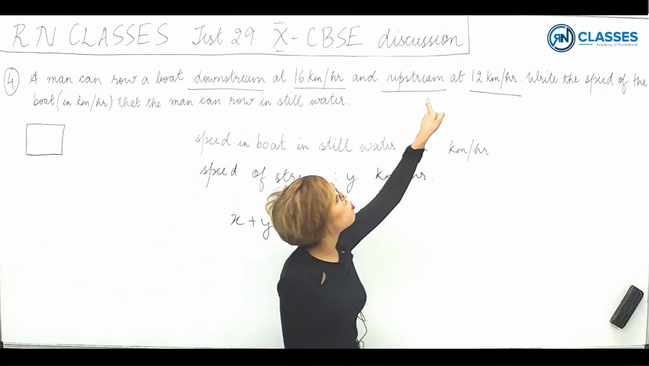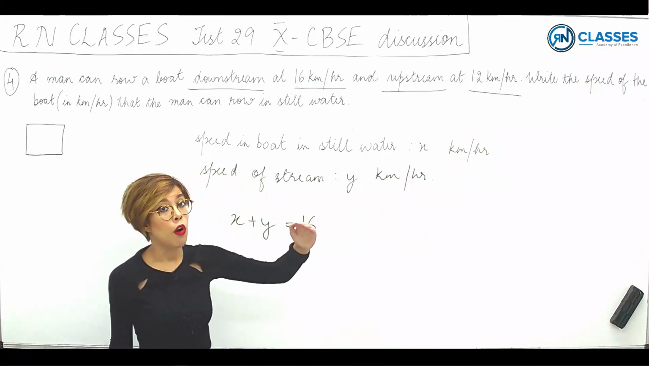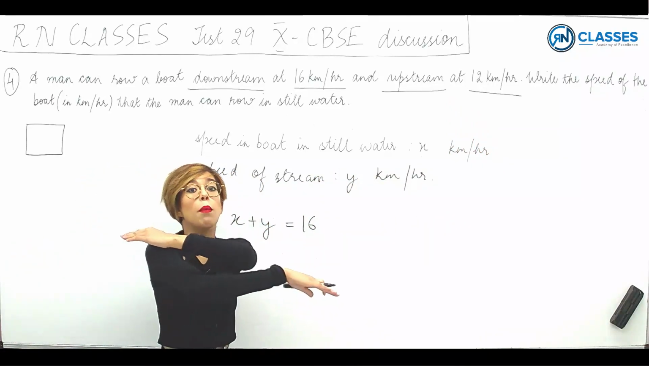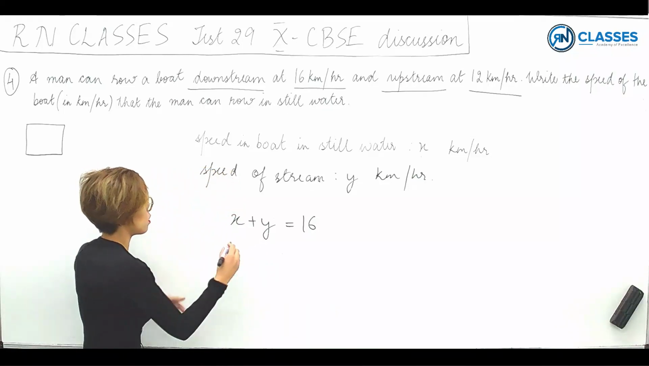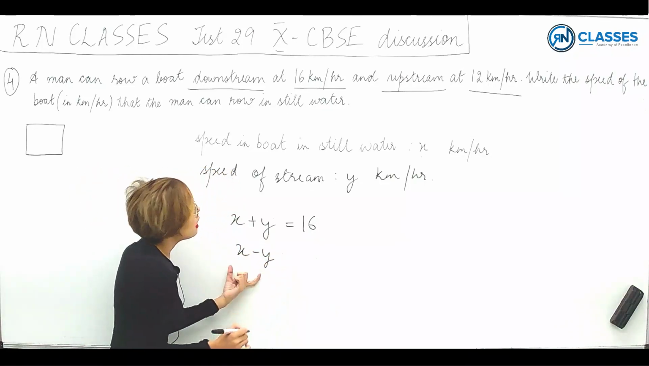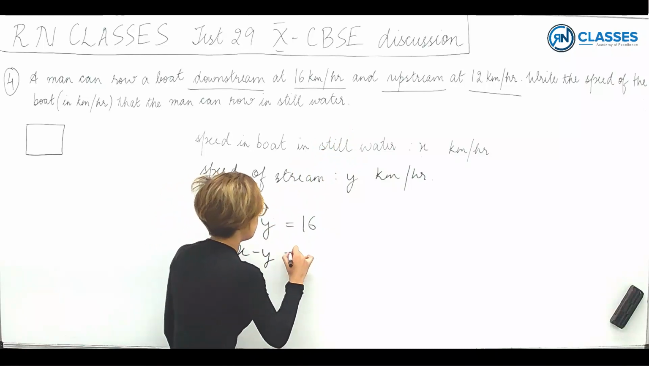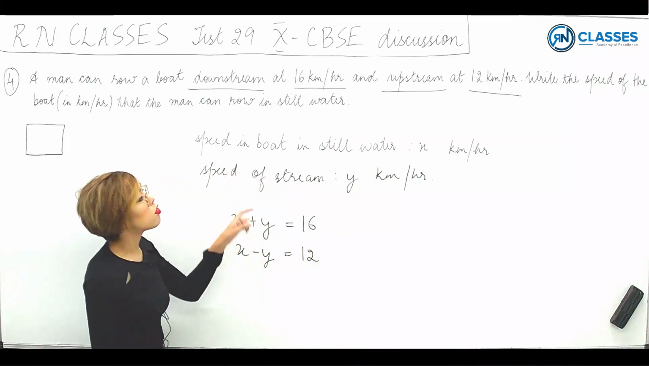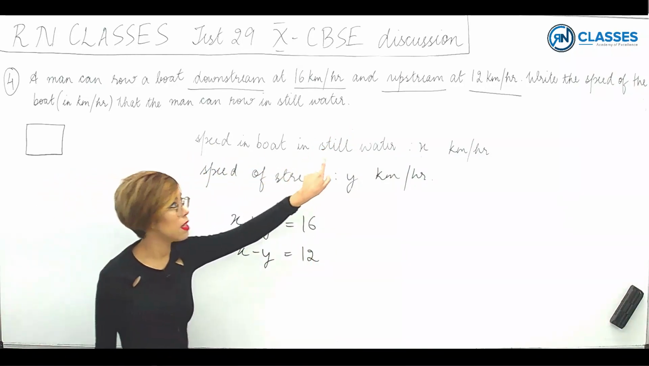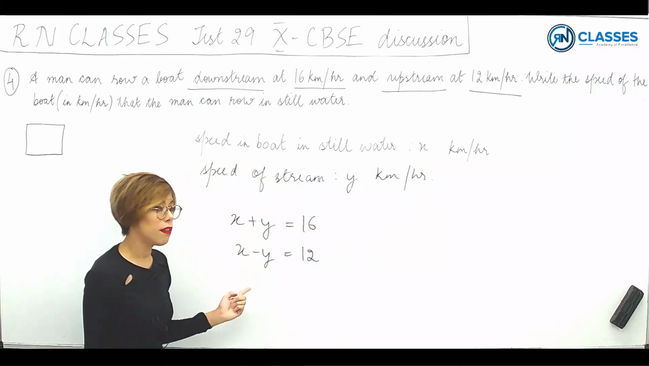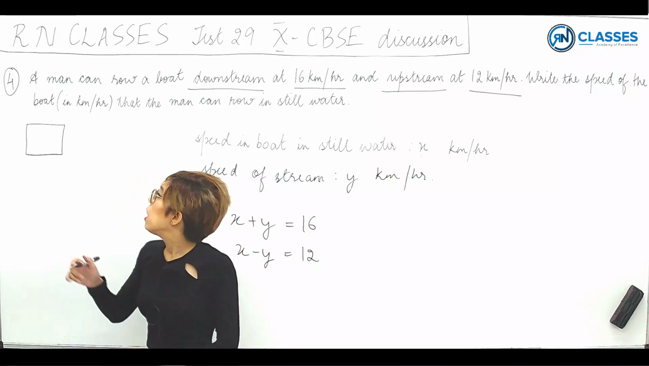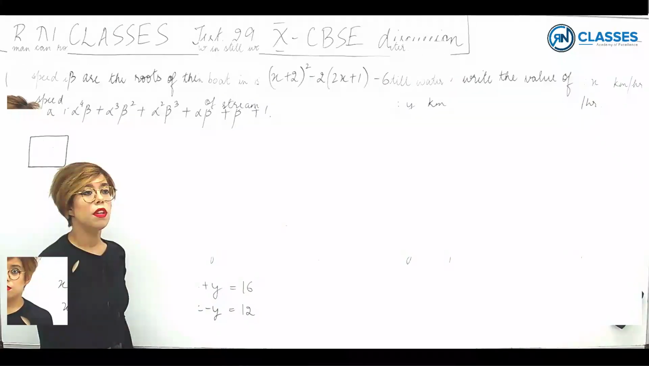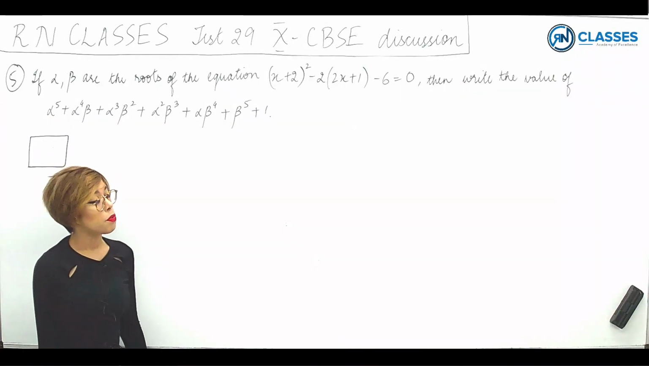Right? Then upstream, that means the speed of the boat and the speed of the river are opposite to each other. So the speed will decrease, so I will subtract. So x minus y, and the speed is given to be 12. Right? I am interested in the value of x basically. So let's eliminate y. Add the two equations, you will get x as 14 and that's the answer. Alright, so the next question.